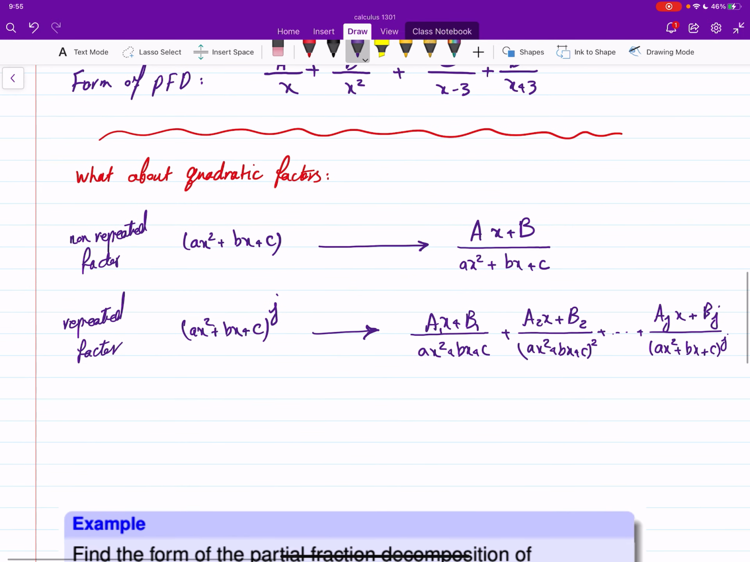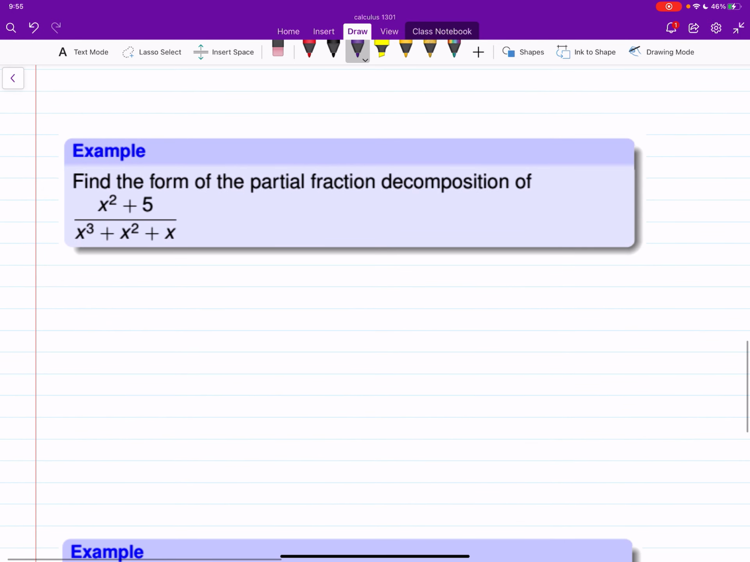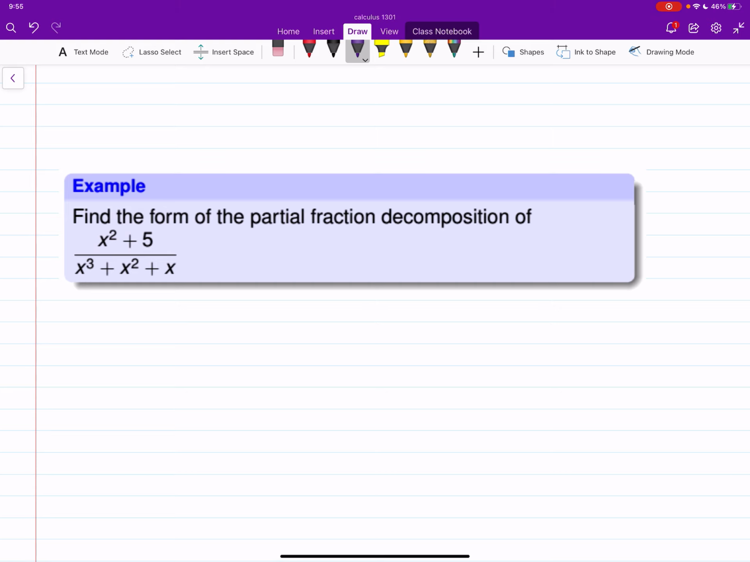Okay, let's see this one in some examples. Here, the denominator is x cubed plus x squared plus x. So if I factor out x, it will be x times x squared plus x plus 1. And as you see, one is linear, one is quadratic. For each one, you will have one partial fraction. So for us, x squared plus 5 over x cubed plus x squared plus x must have one partial fraction with x. The other one is x squared plus x plus 1.